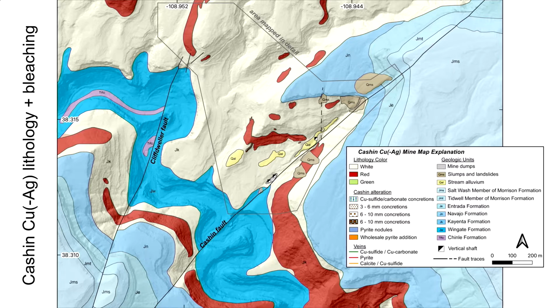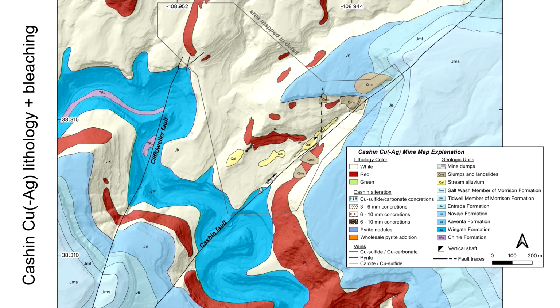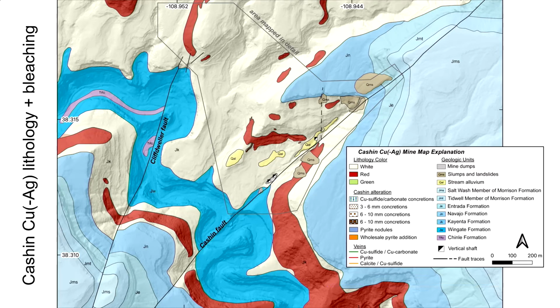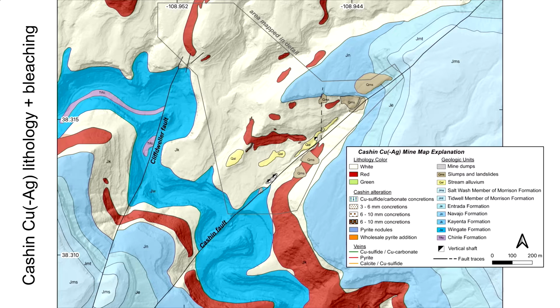So going back into the Cashin copper-silver mine, right here, running roughly northeast-southwest, is the Cashin fault. That is the main ore-controlling fault here, and it cuts across mostly Mesozoic rocks ranging from Triassic in age all the way up to late Jurassic at the tops of these canyon walls. Within that is the Jurassic Kayenta Formation, shown in these creams and reds, which indicates the bleaching of these originally red bed rocks.